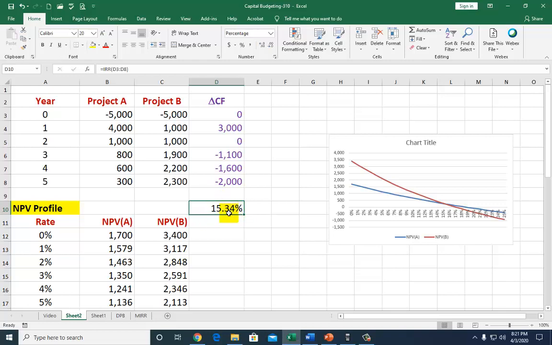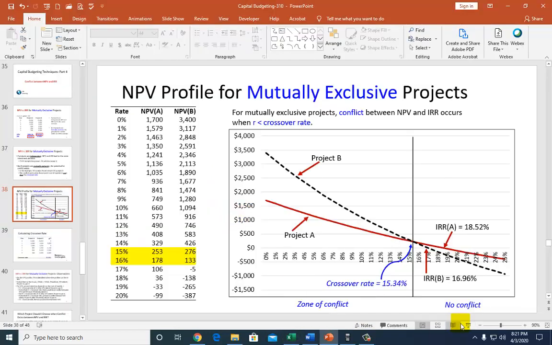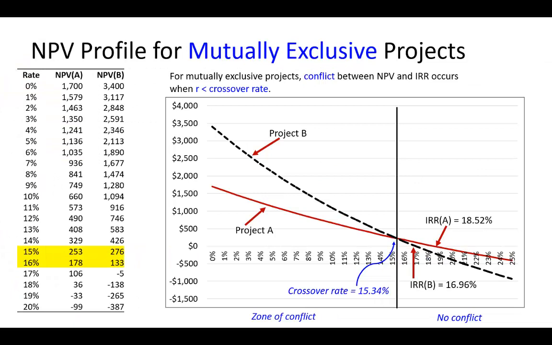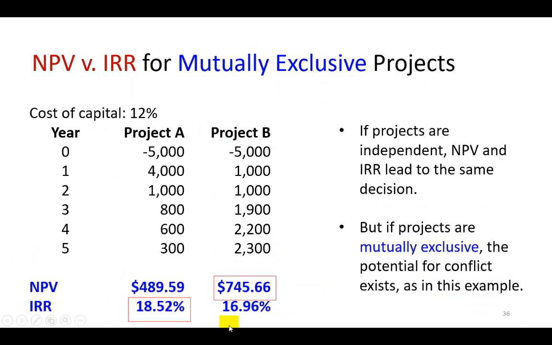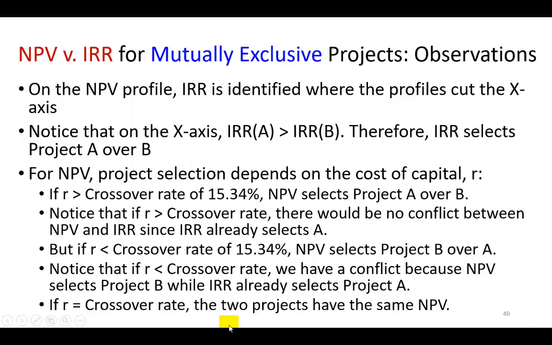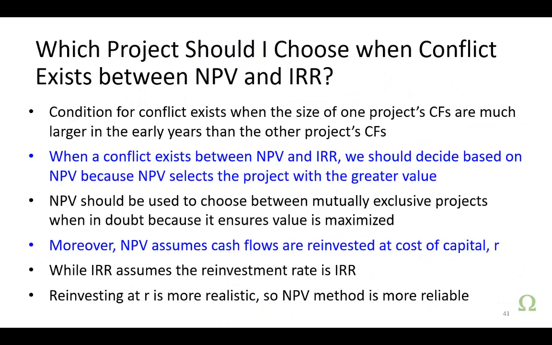So this is the critical crossover rate that tells us that if the cost of capital for the projects is below this 15.34%, NPV and IRR are not going to agree. If on the other hand the cost of capital in use is above this crossover rate, there would be no conflict. In this example, we do have a conflict, as you can see, and the question is, how should we choose? How should we select?